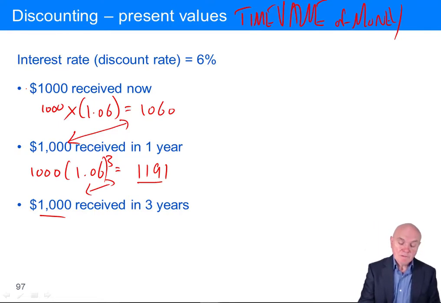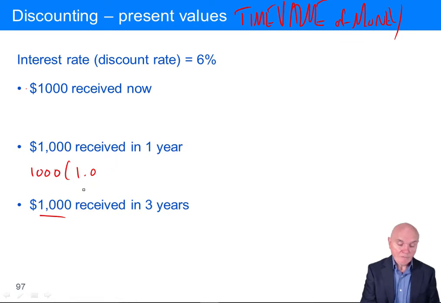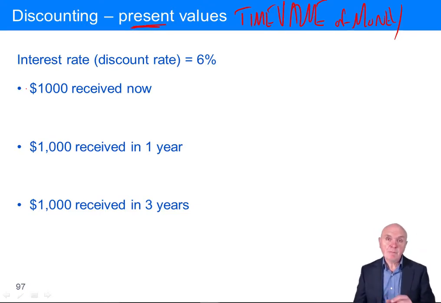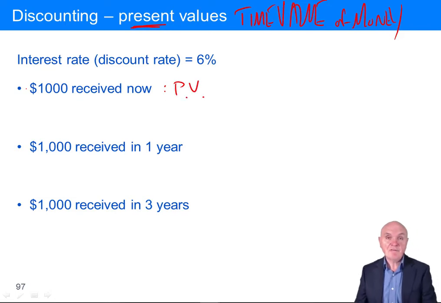Now, those examples use the idea of compounding, in other words, taking forward, to see the amounts of money that you'd end up with. What discounting does is bring back to the present value. It says, how much money would we need to receive now to be the same as receiving an amount, let's say 1,000 in 1 year. So 1,000 received now is already the present value. 1,000 received now is exactly like 1,000 received now.